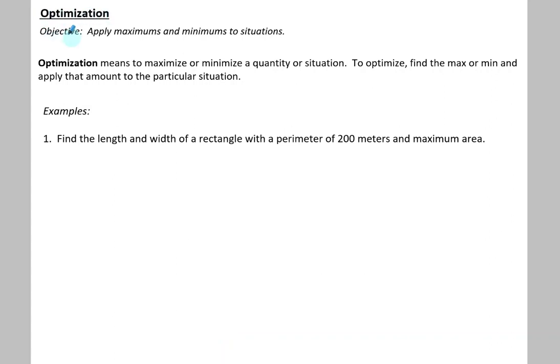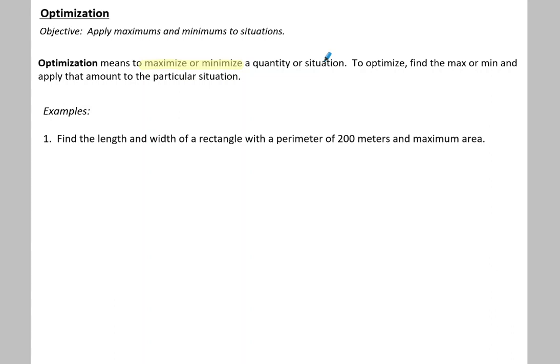Optimization. Our objective is to apply maximums and minimums to situations. Optimization is a process of determining the best solution to a problem. So we say optimization means to maximize or minimize a quantity or situation. For example, a business owner's goal usually involves minimizing cost while maximizing profit, or an engineer's goal may be to minimize the load on a beam.